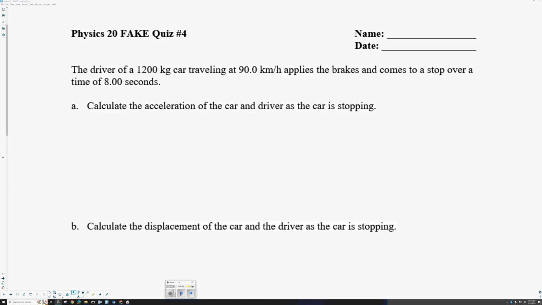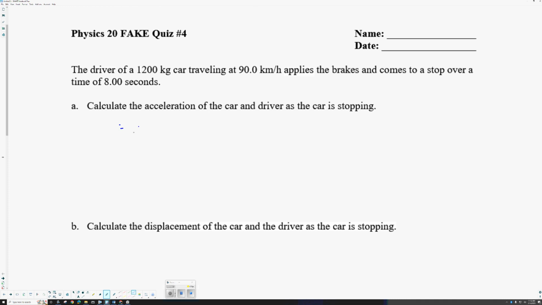We've got a mass of 1,200 kilograms, but have we ever done a problem that's involved mass yet? No, it's not going to be relevant, right? Any more than the color of the car is relevant, the mass of the car isn't going to be relevant either. Now, if you want to write down as a given m is equal to 1,200 kilograms, we can do that, but it's not going to be relevant, so it's not necessary to do that.